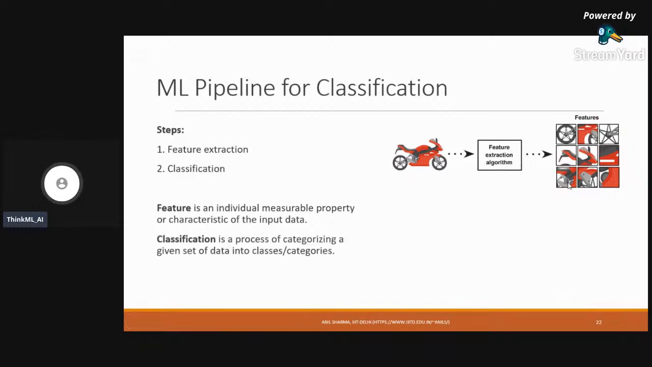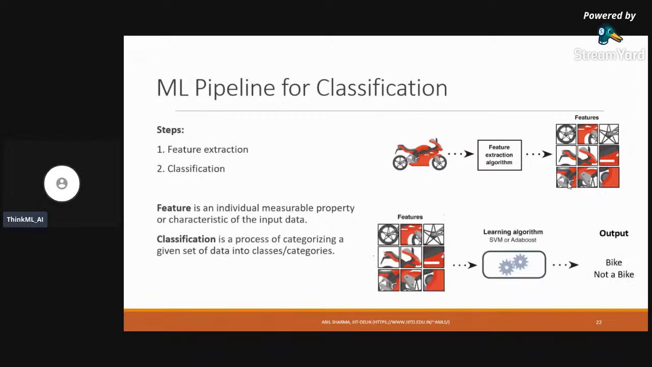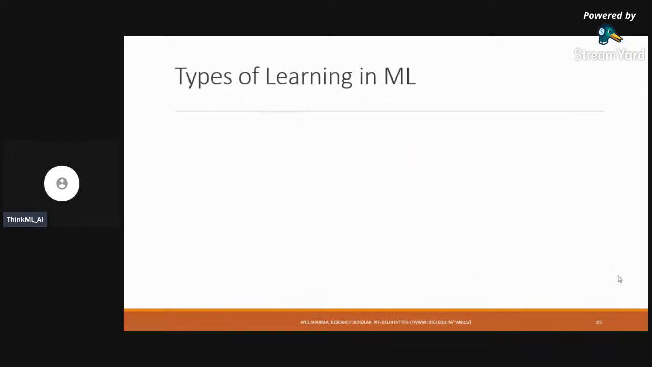Classification is the process where we are categorizing the features into classes or categories. For example, using this SVM, let's say we are classifying into bike or not a bike. So this is an example of classification.